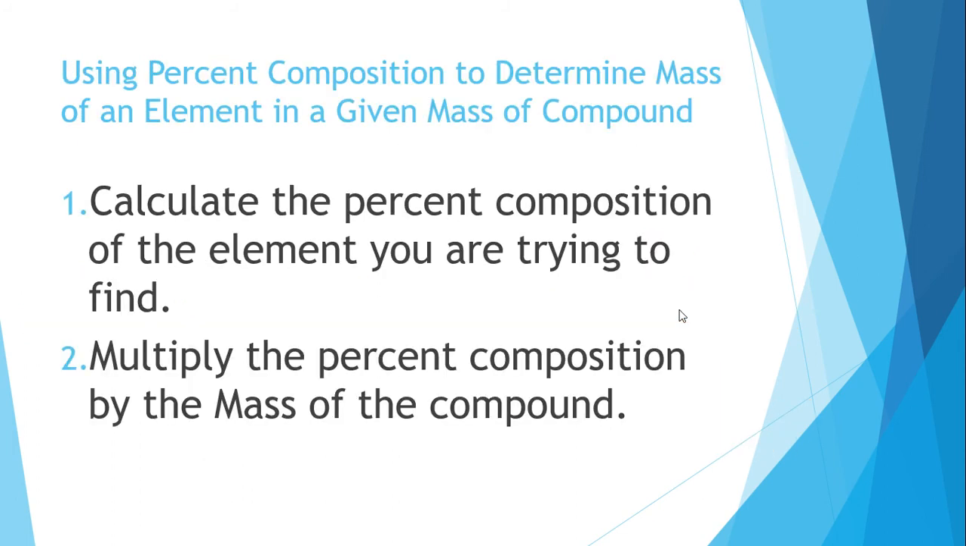And the last thing is we can use percent composition, since it is percent by mass, to determine the mass of each element in a given mass of a compound. So say I was given 350 grams of water, how much of that is going to be oxygen? Not the percent, but how much mass is oxygen? First, we calculate the percent composition of the element we're trying to find, and then we're going to multiply that by the mass of the compound instead of the 100%.